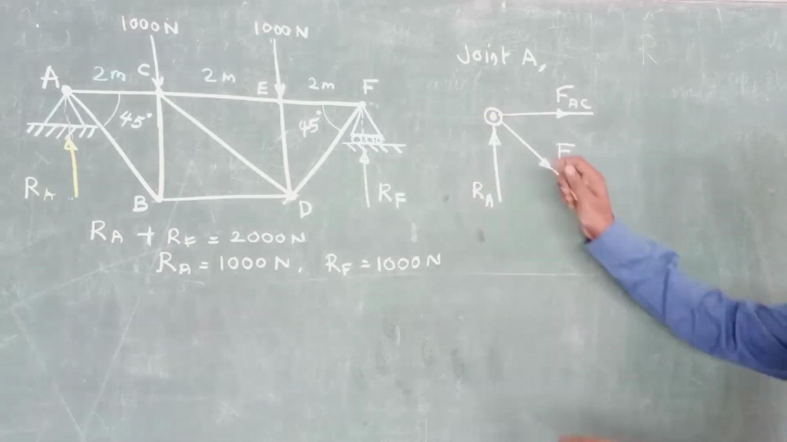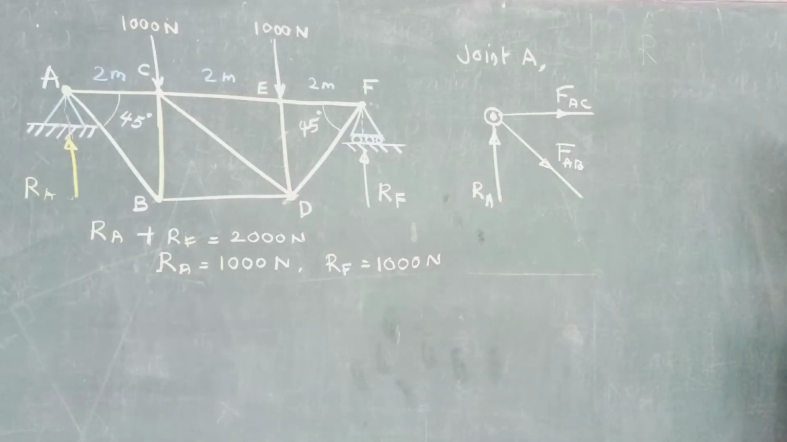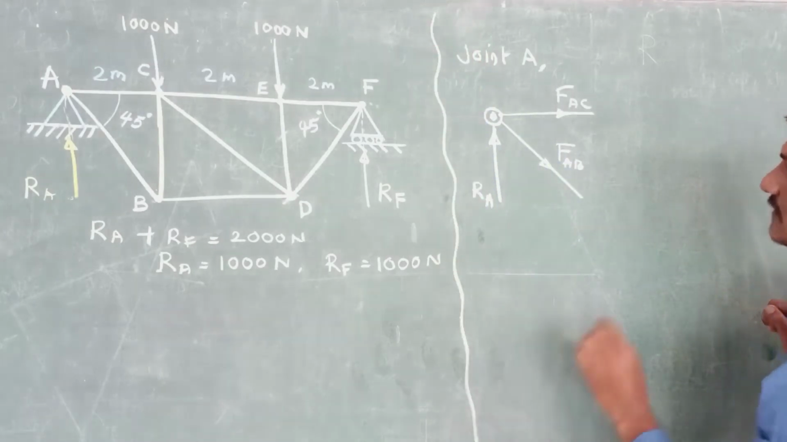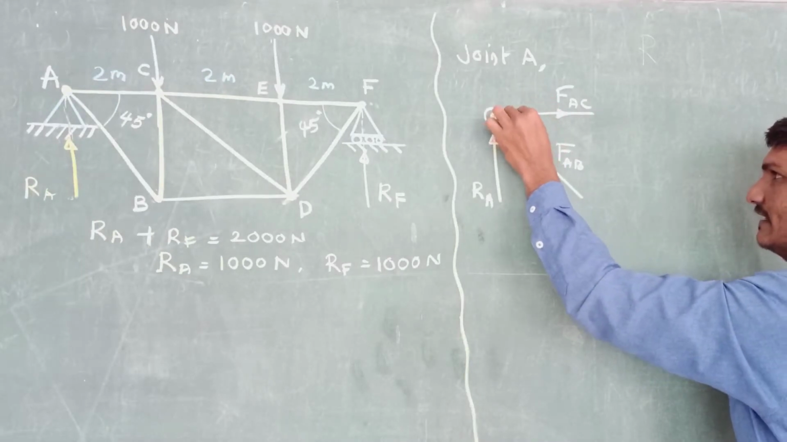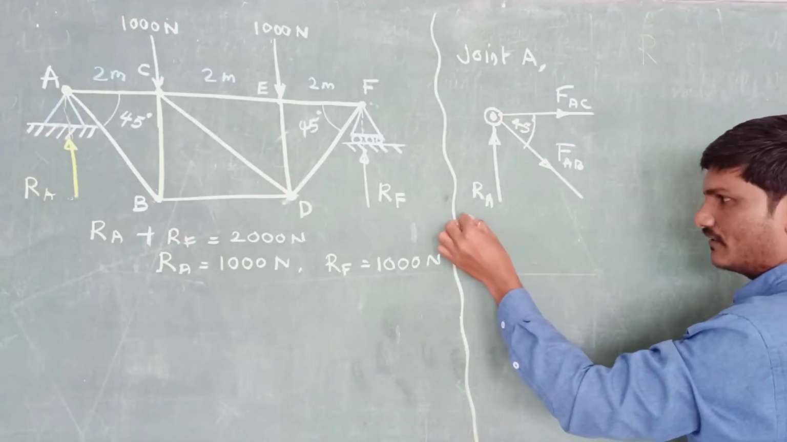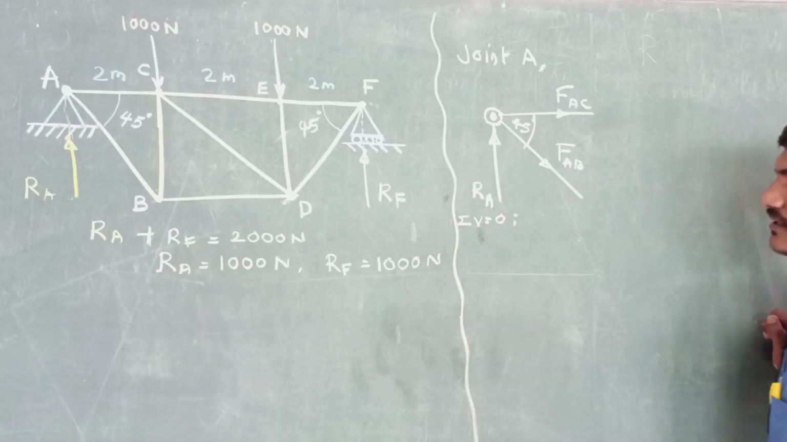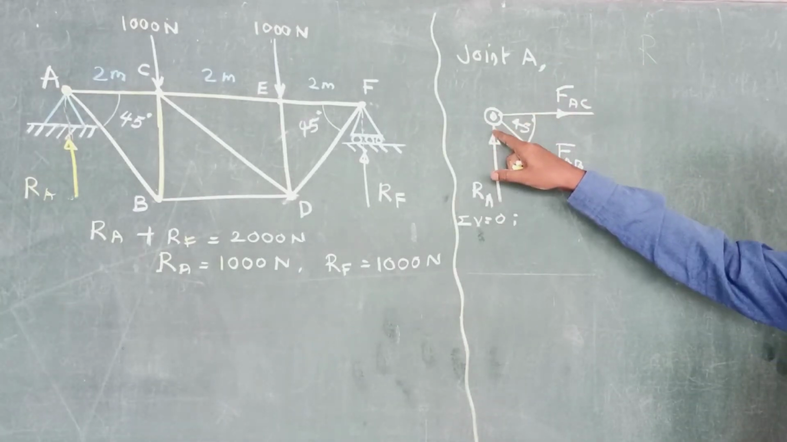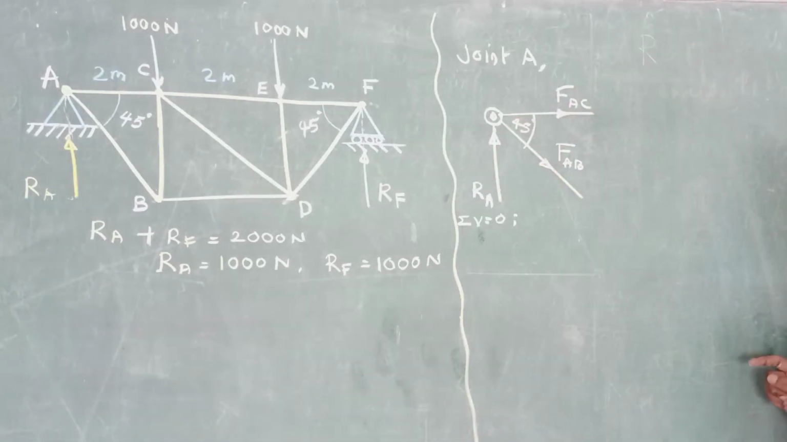Once you understand any one joint, you can do it for all the joints, so there will be no confusion. Now for joint A, the given angle is 45 degrees. First, resolve all the forces vertically, that is sigma V is equal to 0. The vertical forces are RA, FAB, and FAC, which contributes nothing vertically.